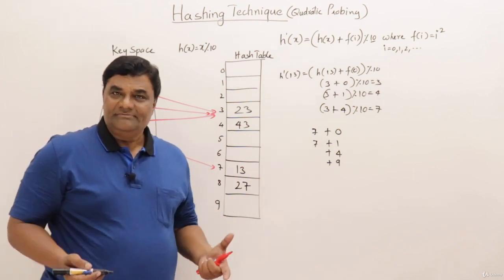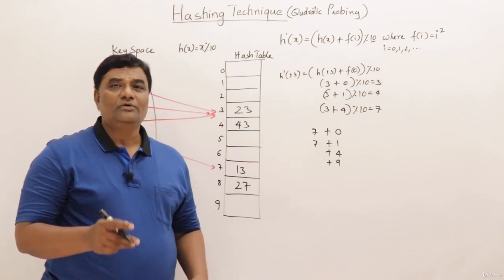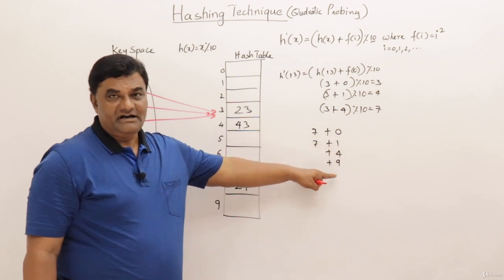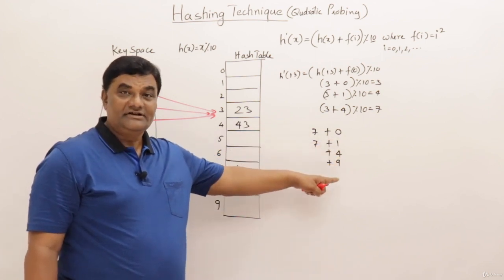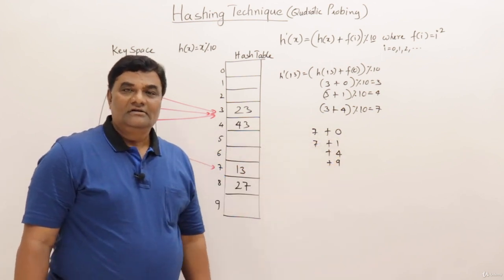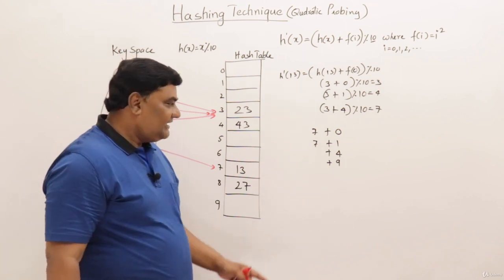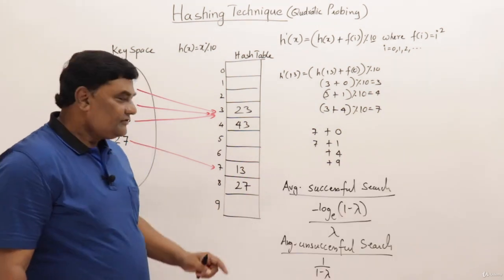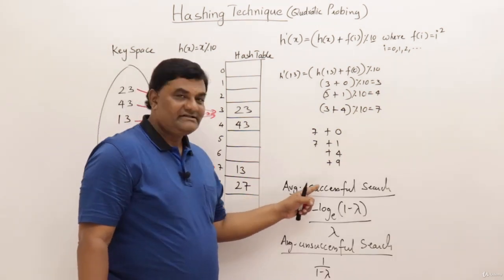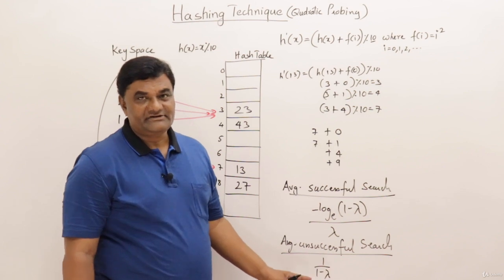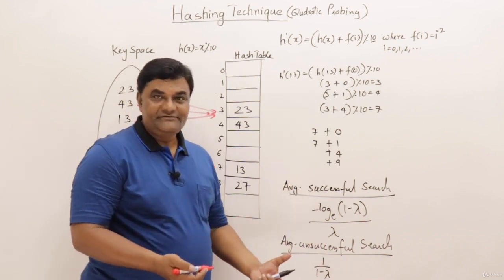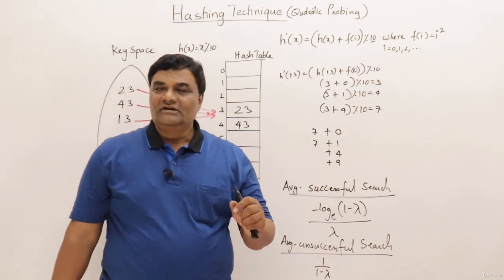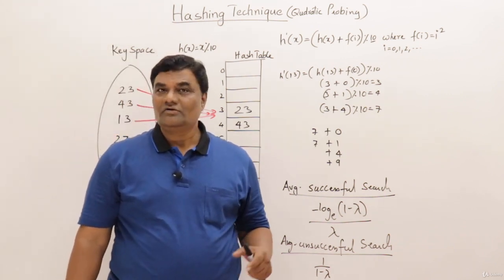I don't have to explain much in this one. It is the same as linear probing, only the difference is we are getting the next location with a distance apart, that is, not close or consecutive locations. Then about the analysis, there is a known formula, I will write down the formula. So here are the formulas for average successful search and average unsuccessful search. You just have to accept these formulas and use them if required. That's all about quadratic probing.